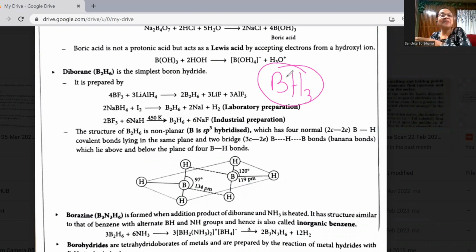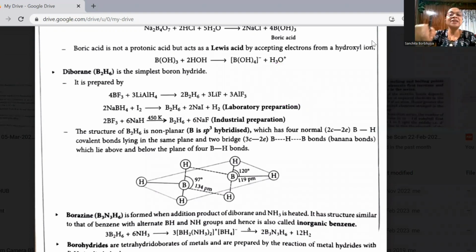And obviously the side products are lithium going out as the fluoride and aluminum going out as the fluoride. It is very easy. But in the lab, we need easy chemicals to work with. So you have sodium borohydride reacted with iodine. You have B2H6 with NaI and H2. This is how in the lab diborane is prepared.